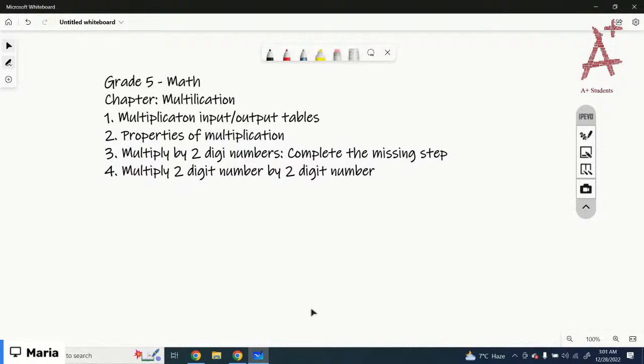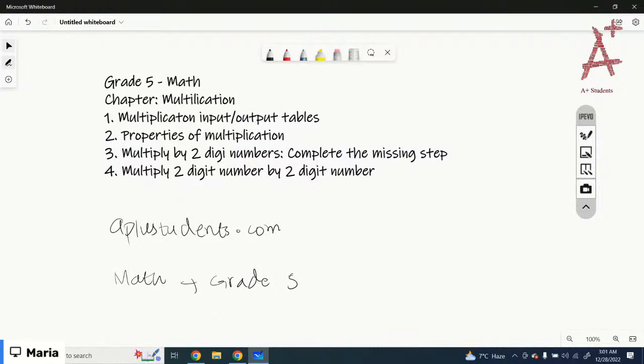So you can find all the lessons on aplusstudents.com. You have to log in there using your email address and the password provided by the administrator. Then you have to select math from the subject tab, scroll down to grade 5 maths. There you can find a list of the chapters. So we're going to start with the chapter multiplication.